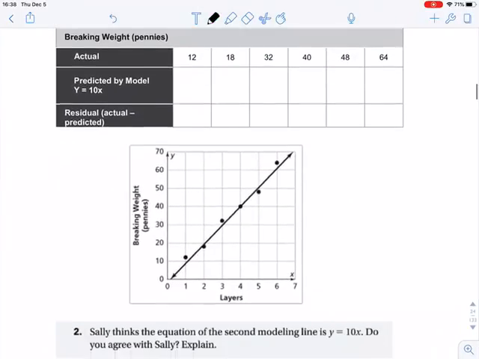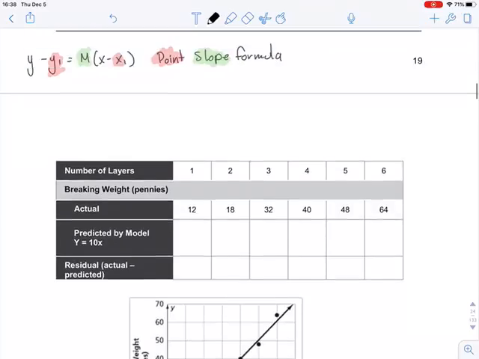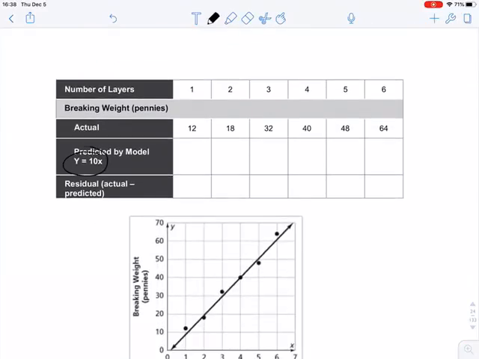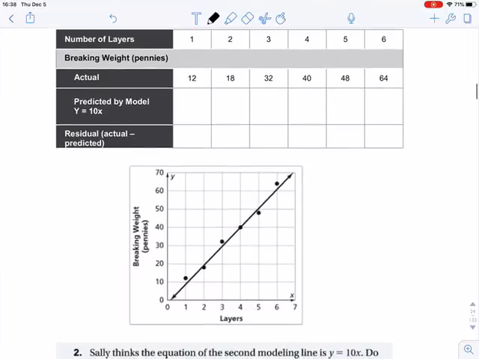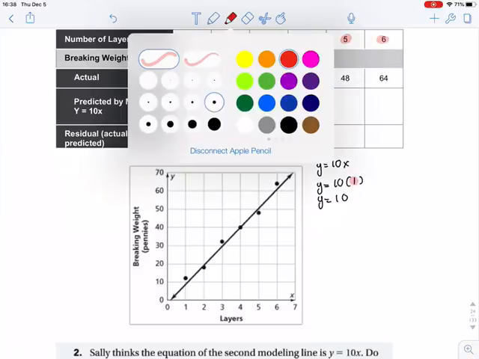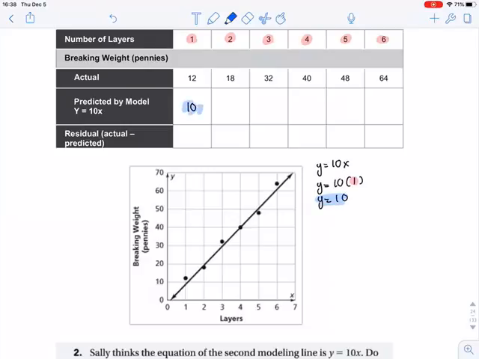Okay, so here's our equation, y equals 10x. We're going to substitute each one of these into that equation to see what we get. It should be fairly easy to calculate because we're just substituting each one of these values into the x, and it's just multiplying these by 10. So the first one is y equals 10 times 1, and y equals 10. So predicting the model, we get 10. This one is right there.